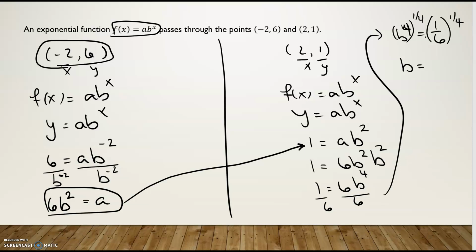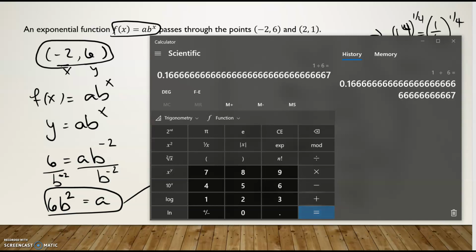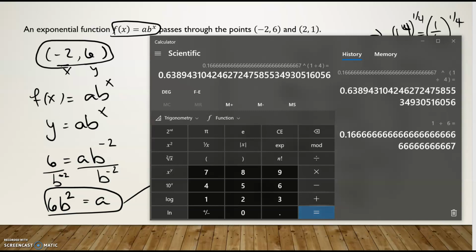Sometimes you'll see something that looks like this. We call it a caret, or you see x raised to y. Both of those are talking about having exponents on your calculator, okay? So let me get my calculator out. So we have 1 divided by 6, get a number for that. And I'm going to raise it to 1 divided by 4, close out the parentheses. Looks like that is 0.6389.